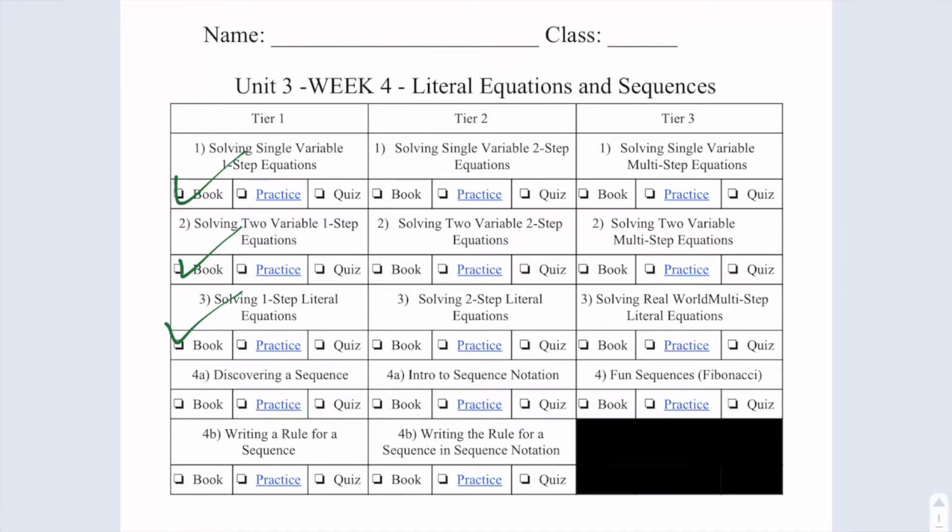Hello Algebra 1 students. We are in week 4 of our function booklets, Literal Equations and Sequences. We are on Tier 1, Lesson 4a, Discovering a Sequence. So let's check off our booklet.